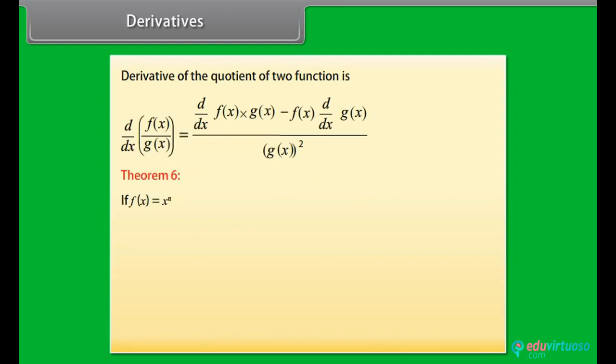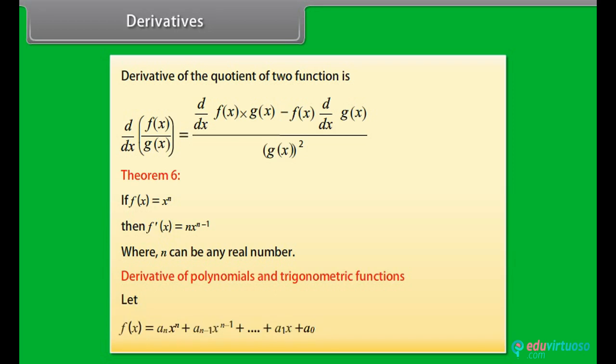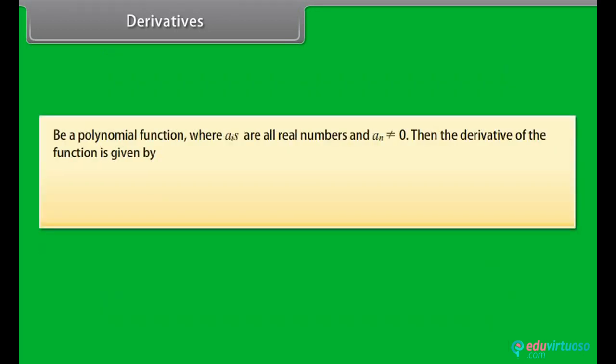Theorem 6. If f(x) is equal to x raised to the power n, then f dash of x is equal to n into x raised to the power n minus 1, where n can be any real number. Derivatives of polynomials and trigonometric functions. Let f(x) be a polynomial function where all a i are real numbers and a n not equal to 0. Then the derivative of the function is given by d by dx of f(x).